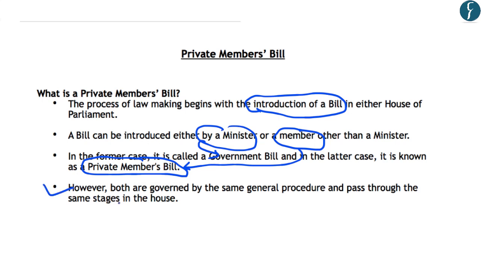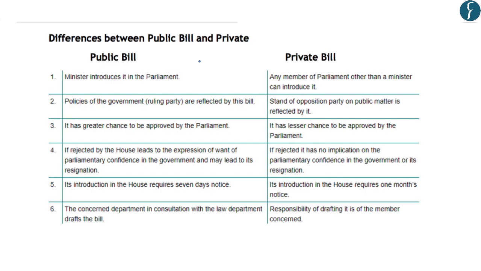Now an important fact that should be kept in mind is that both the bills, that is the minister's bill or the public bill or the government bill, and the private members bill, are governed by the same general procedure and they pass through the same stages in the house. So for passing of a bill, the general procedure is the same for both the government's bill and the private members' bill. Now it is also important for us to understand the difference between a public bill and a private bill.